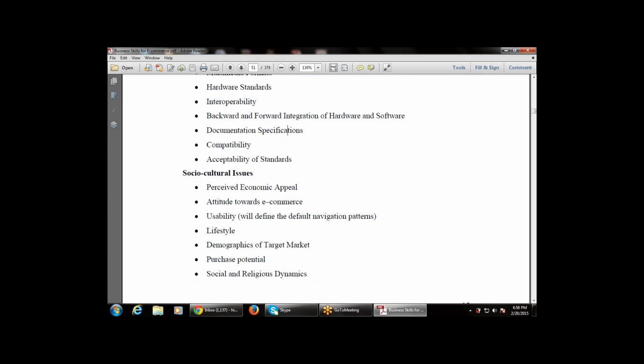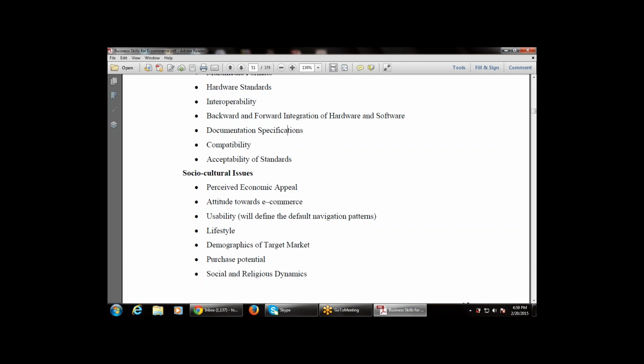So there are proper rules and regulations for perceiving and using the economic appeal, like cost-benefit analysis. Then attitude towards e-commerce, that is, there should be a proper attitude towards e-commerce. Then usability, which means there should be proper usability that will define the default navigation patterns. Then lifestyle, that is, there should be a proper lifestyle and proper rules and regulations that are followed.